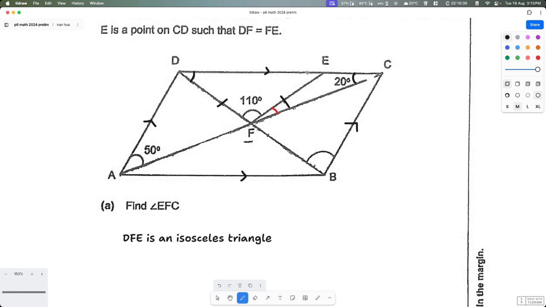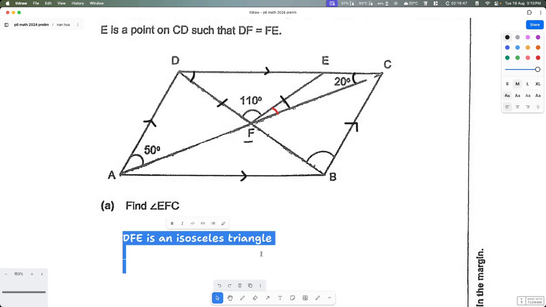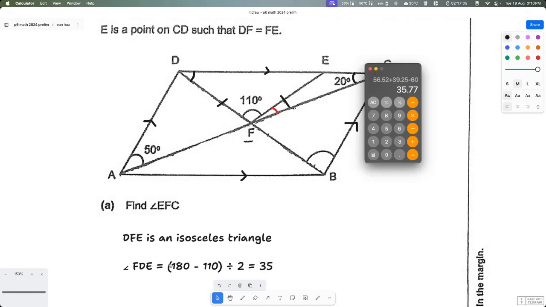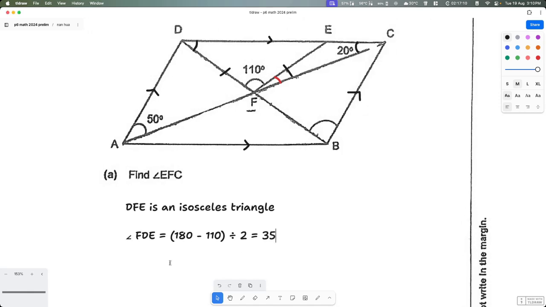So in this case over here, if we are able to get this, then we are able to get this whole big thing over here. Then we can get the red part. Okay, so the FDE, right? So angle FDE is equal to 180 minus 110, and then we divide it by 2. This is actually 70 divided by 2, which is 35. Great.